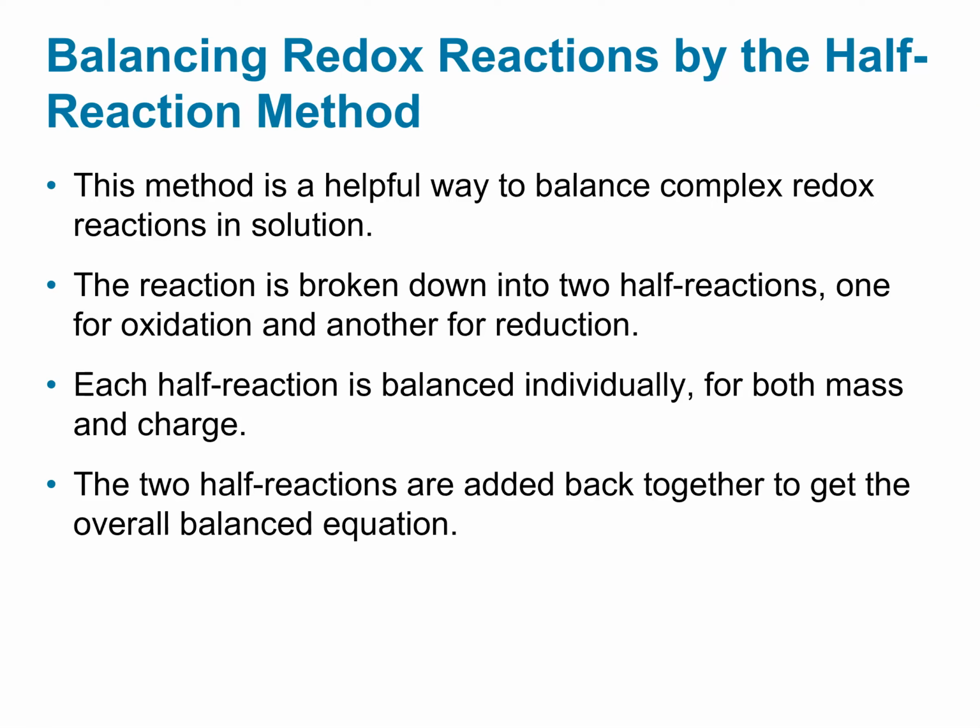We need to balance redox reactions using a method called the half reaction method. It's a really, really useful way to balance complex redox reactions systematically. What we do is we break it down into 2 half reactions, like we just did previously, one oxidation side, one reduction side, and then we individually balance these 2 half reactions for both mass and charge. Then we add them back together to get an overall balanced equation.